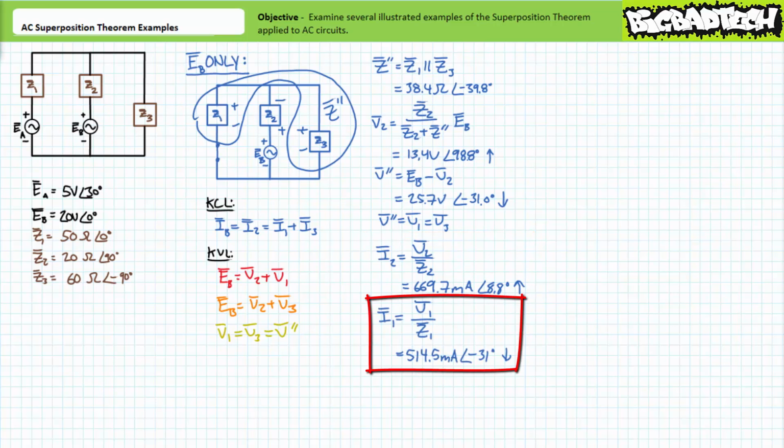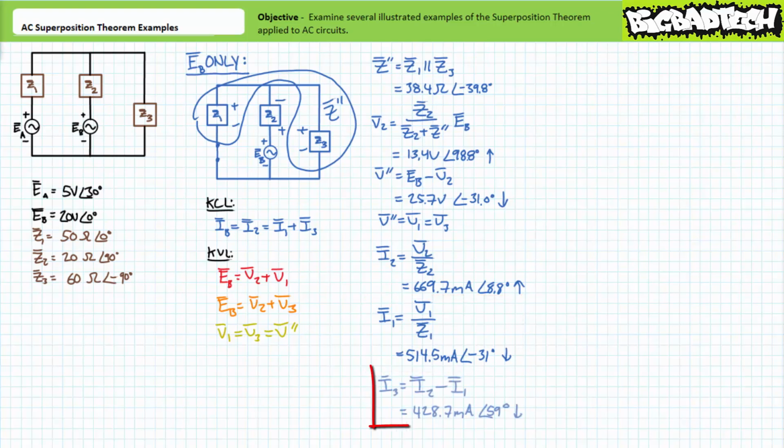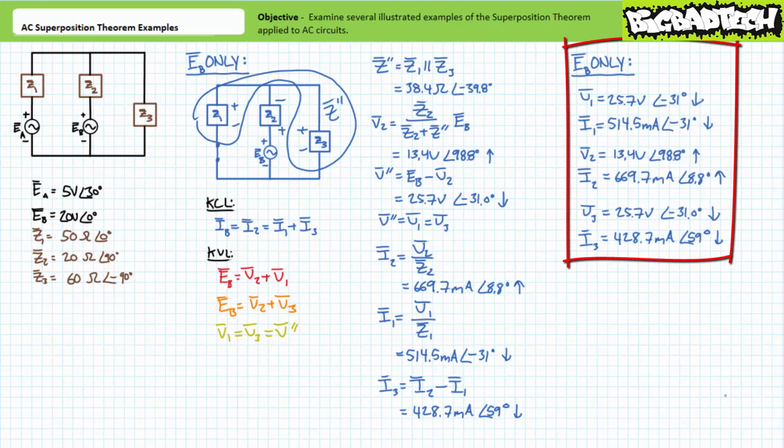Another application of Ohm's law demonstrates current through impedance element Z1 is 514.5 milliamperes at an angle of negative 31 degrees, traveling top to bottom. Finally, application of Kirchhoff's current law demonstrates current through impedance element Z3 to be the remaining 428.7 milliamperes at an angle of 59 degrees. This completes the analysis from the perspective of voltage source EB.